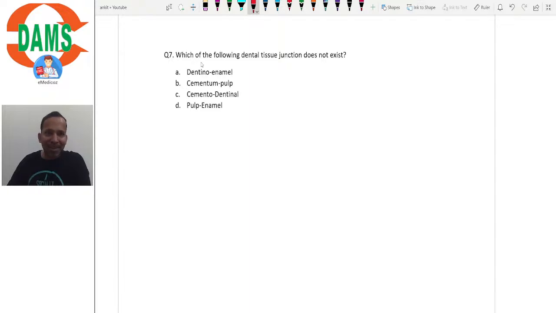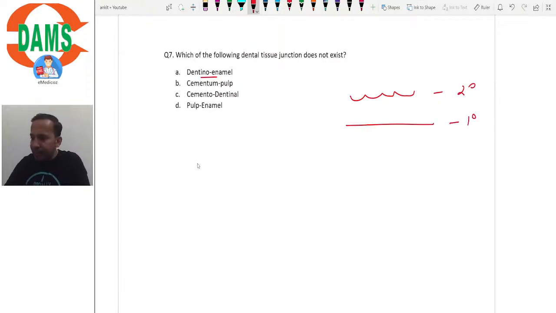Let's go to the next question. So, which of the following dental tissue junction does not exist? Option A is dentino-enamel. So, we know that DEJ, dentino-enamel junction, does exist, isn't it? And it is scalloped in permanent, and it is flat in primary.